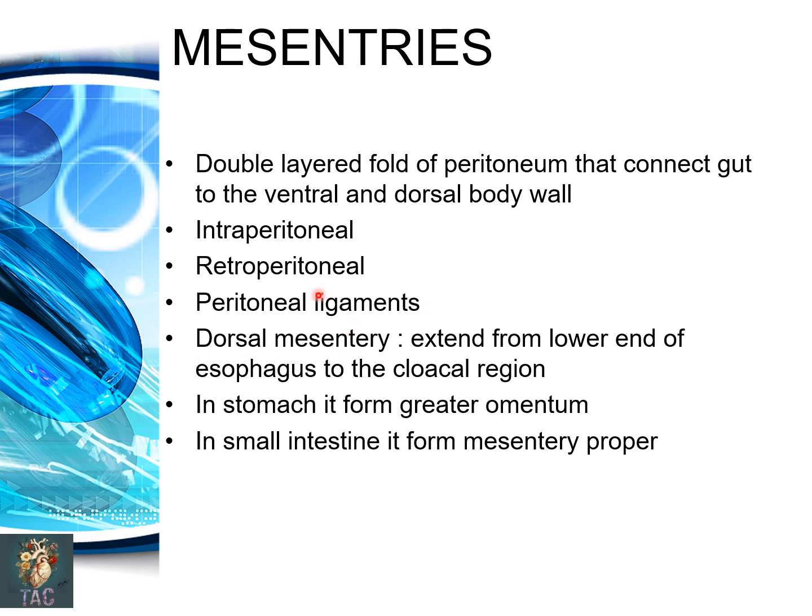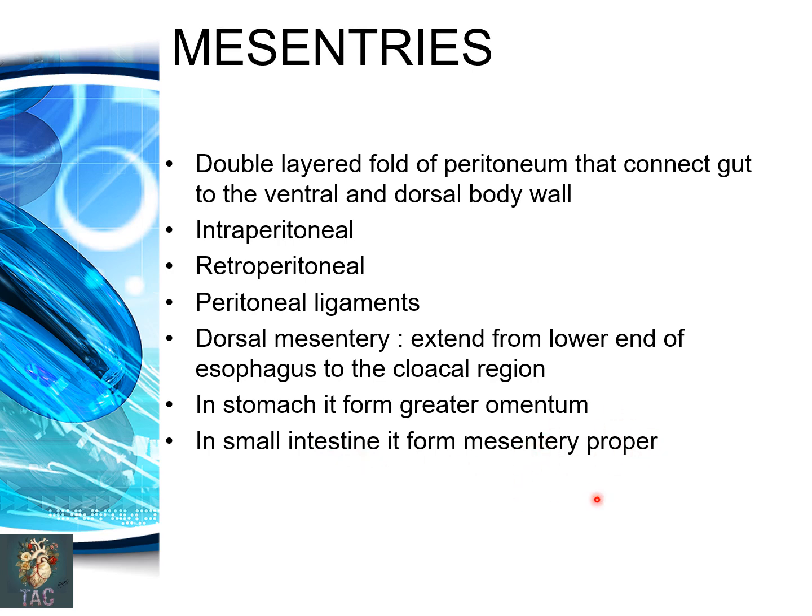So the next important definition is the dorsal mesentery. It extends from the lower end of the esophagus to the cloacal region. This is important to understand. From the lower part of the esophagus to the cloacal region, and in the stomach it forms the greater omentum, and in the small intestine it forms the mesentery proper. So dear students, you must remember, these are all your MCQs. In the area of the stomach, the dorsal mesentery is called the greater omentum, and in the area of the small intestine the dorsal mesentery is called the mesentery proper.